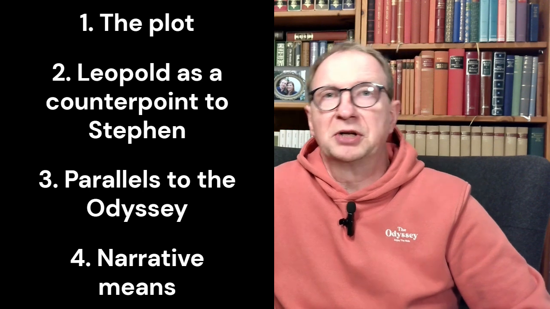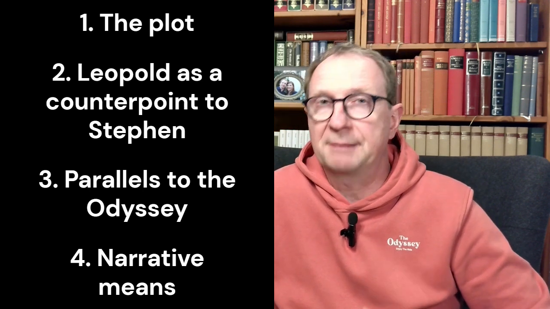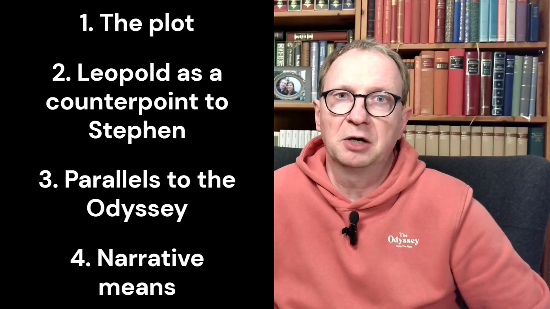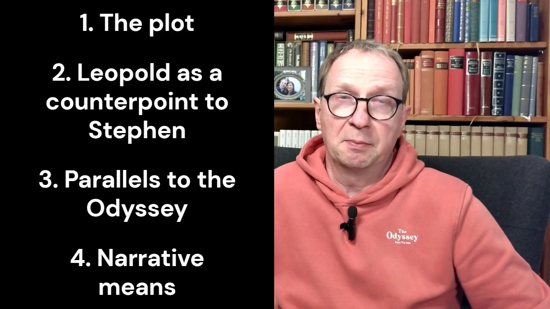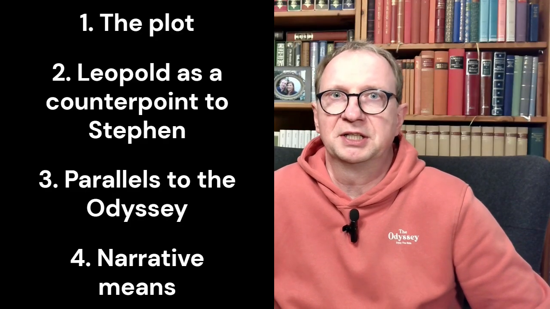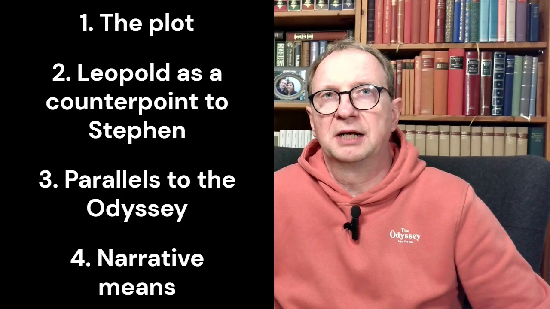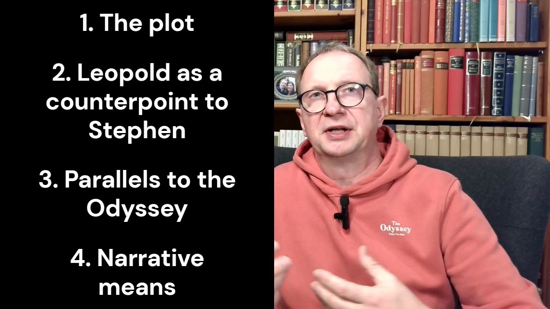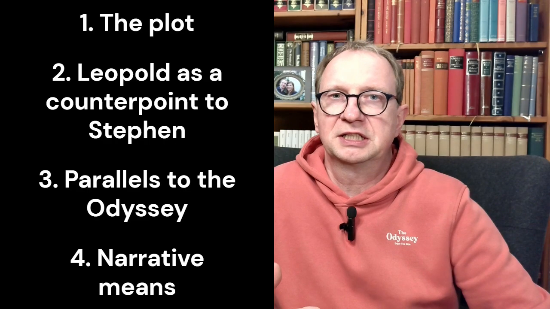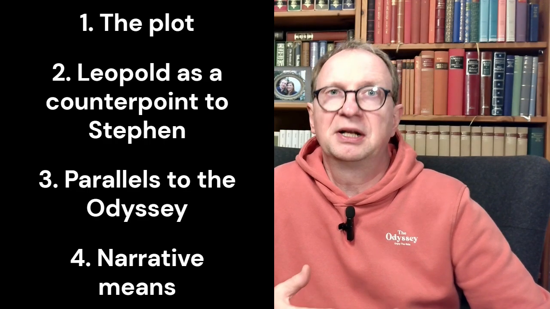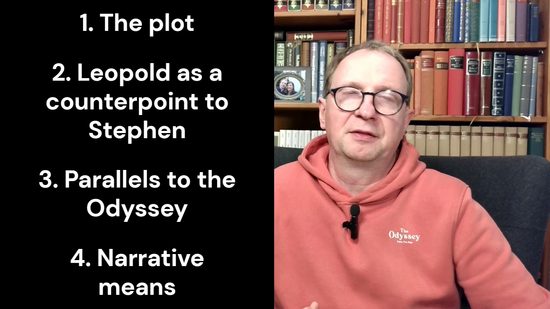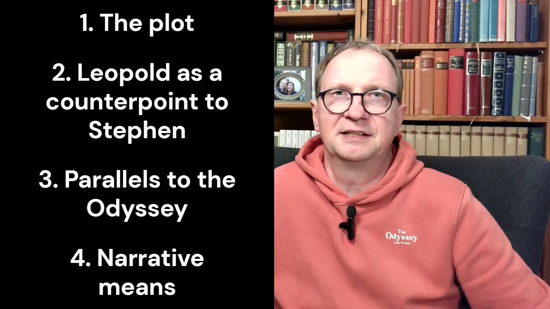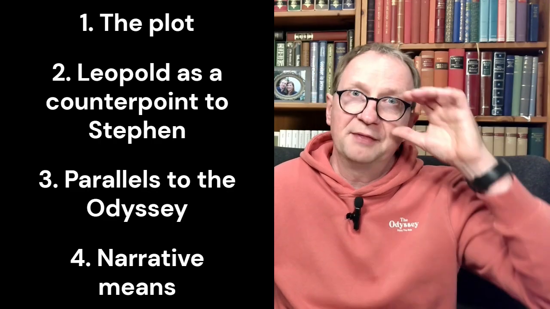Okay, what's this video about? How is it structured? There will be 4 chapters of this video, and each of these chapters you can select independently by using the timestamps below. So first I will quickly summarize the plot. So what is happening here in this episode? Then I will talk a little bit more in detail about how I see Leopold Bloom as a counterpoint, a counterweight to Stephen Dedalus. And then I will talk a little bit about the parallels to the Odyssey. And in the 4th and final chapter of my video, I will talk a little bit about the narrative means and devices that Joyce is using in this episode.